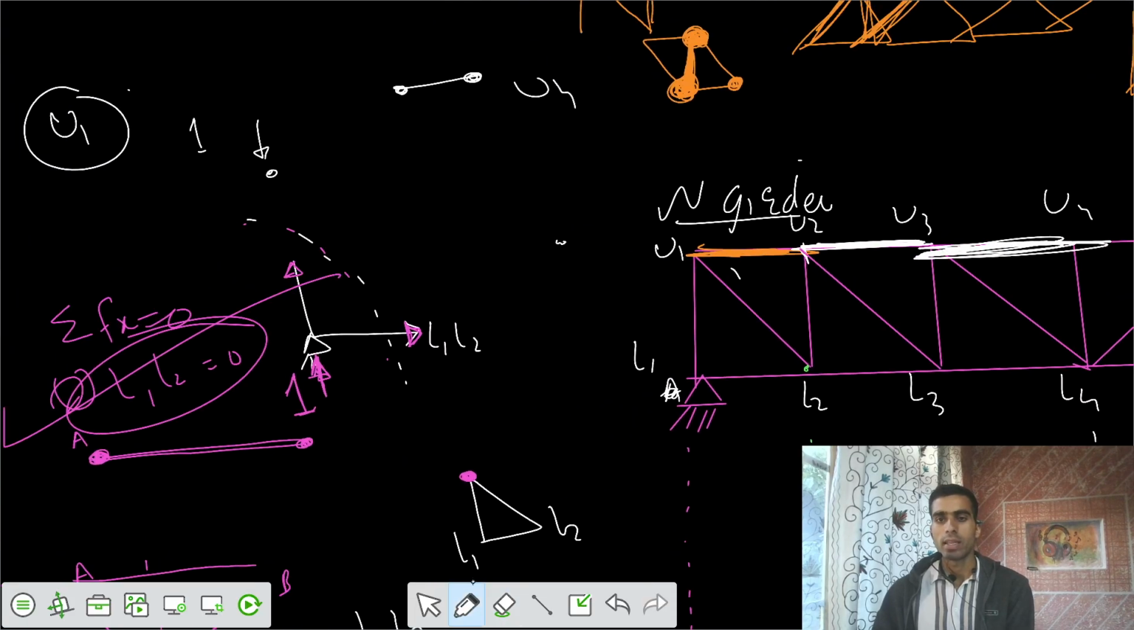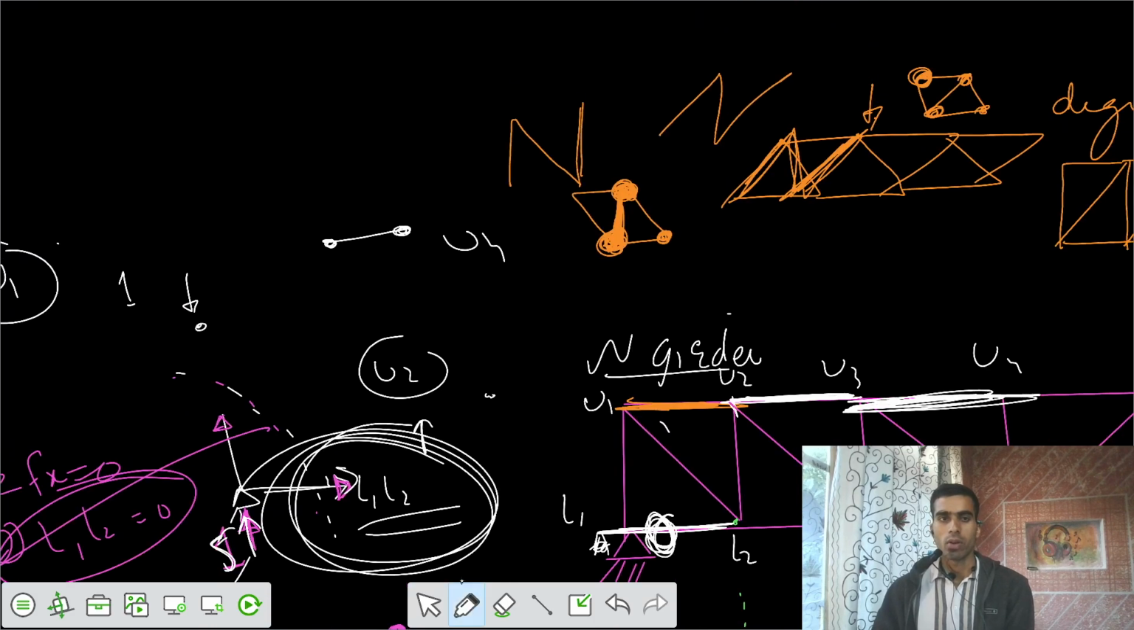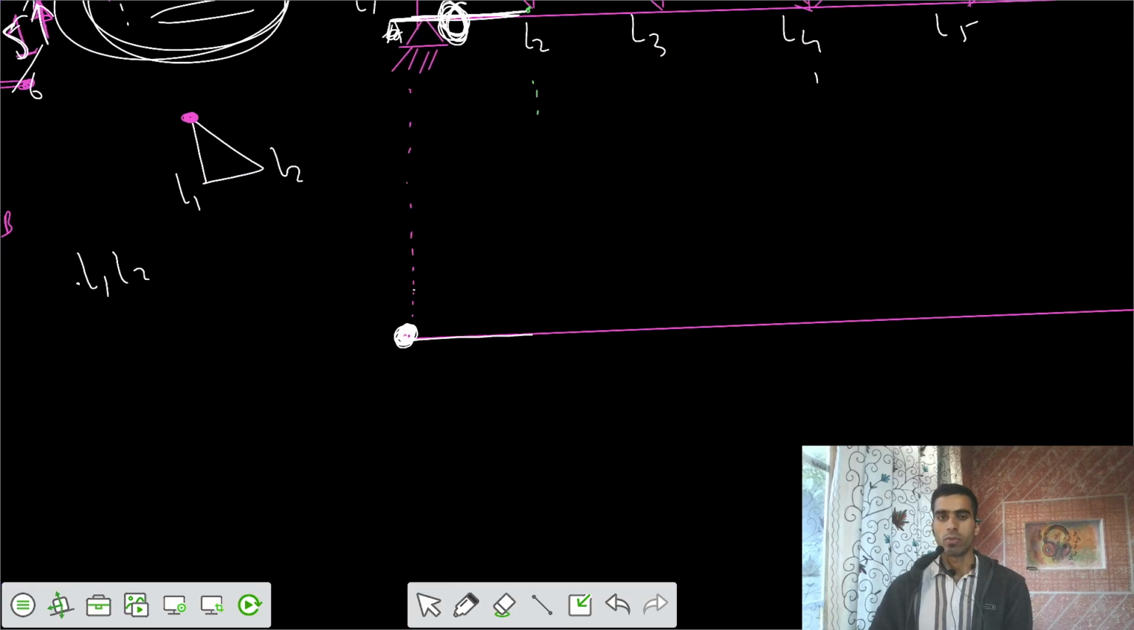If you take the load at U2, the reaction at A would be 5/6. You still apply summation of Fx equals 0, and this would be equal to 0. So this is a zero force member. Do you know that when we have two forces acting and there is one more third member, the force in that one would be 0 for trusses? Do you know that rule? By the same logic, L1, L2 would be 0 for the entire thing.